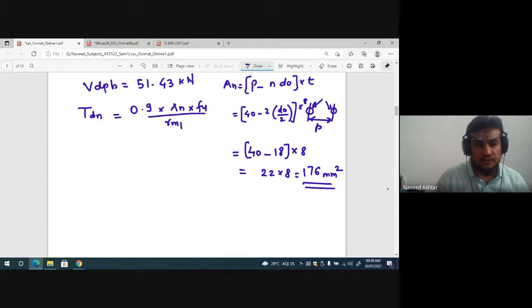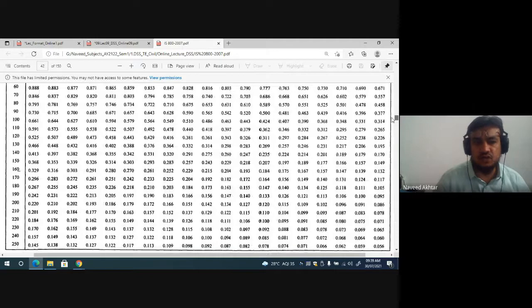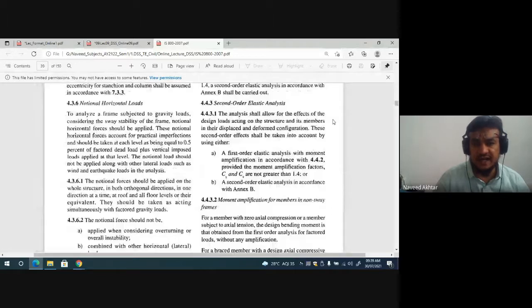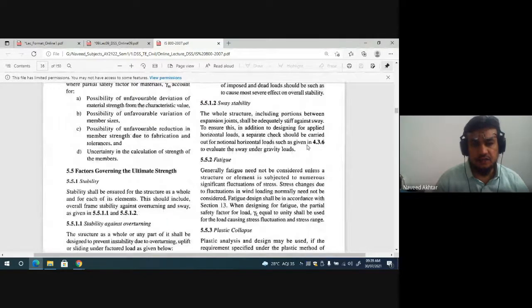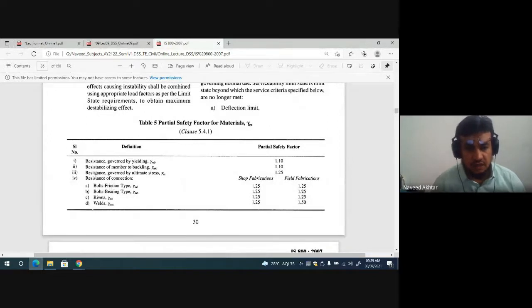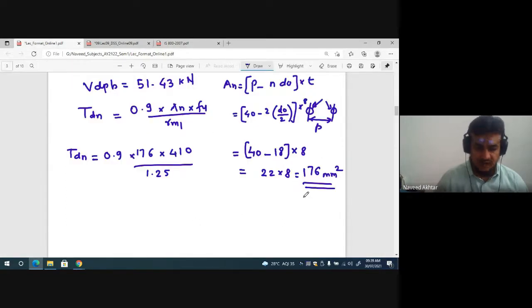Put all these values and you will get the value of TDN. TDN I will write here is equal to 0.9 into An, which is 176, fu is 410, gamma m1 is 1.25. The gamma m1 value you can take from table number 5 of your IS code, page number 29. So come to page number 30. You can see here gamma m1, for resistance governed by ultimate stress, the value is 1.25. The partial safety factor for ultimate stress is 1.25. If yielding or buckling is there, then it is 1.1. So on table number 5, you can take this value. Gamma m1 is 1.25.